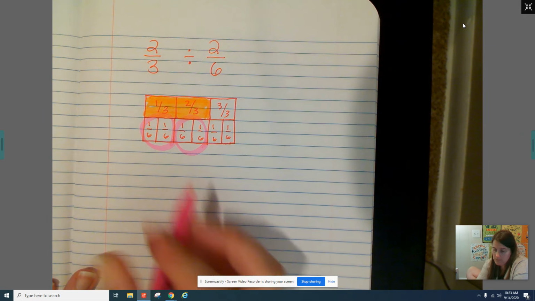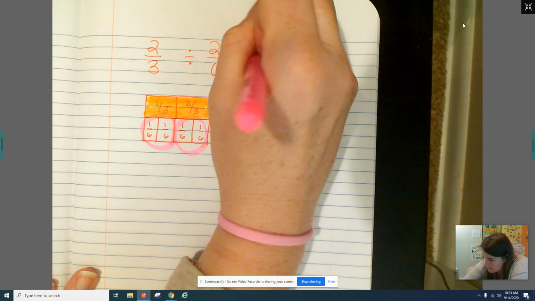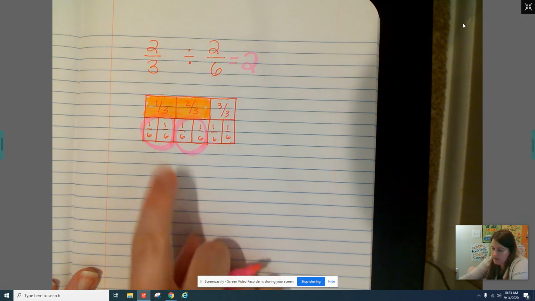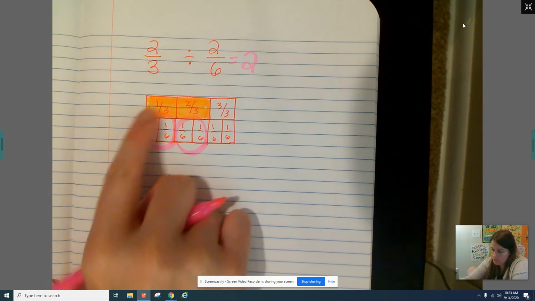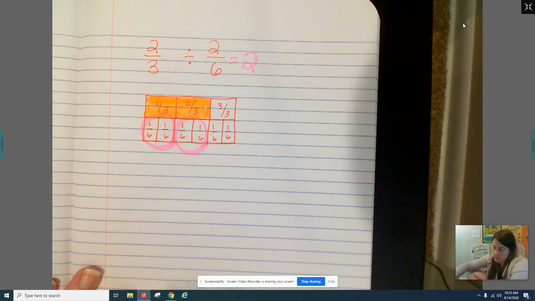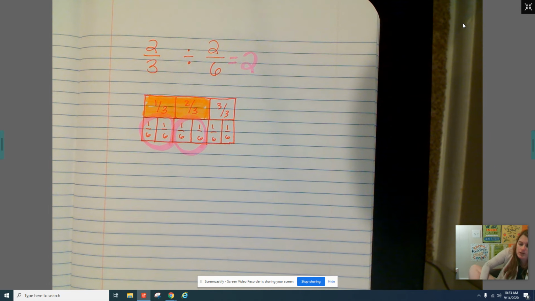All right. So the answer is 2. All right. I drew 2 circles. One group here, and then one group here. Okay. I just wanted to show you guys this because it's helpful to see a visual and to kind of see how it works using fraction bars.